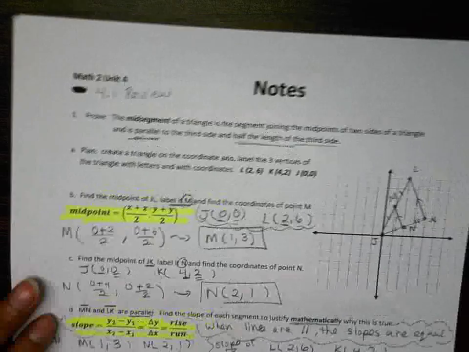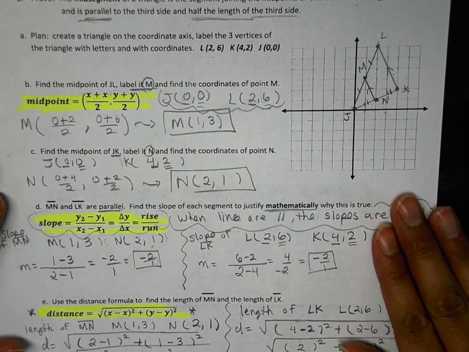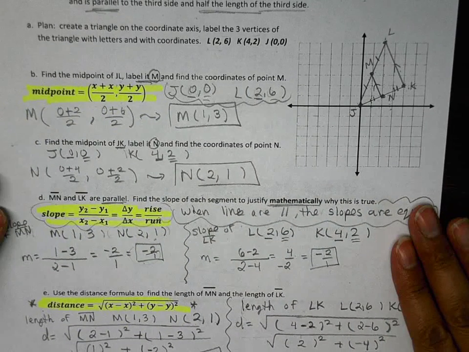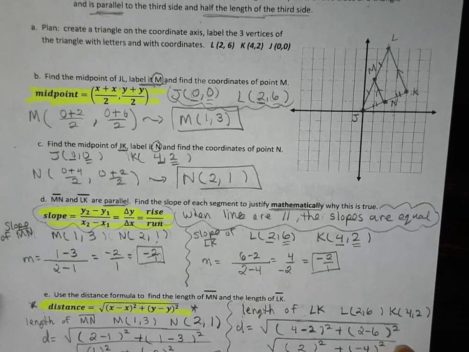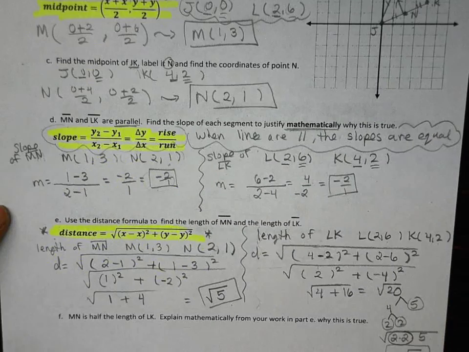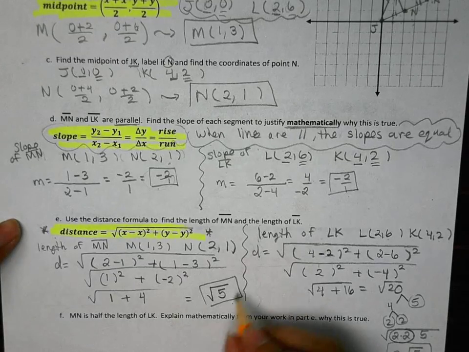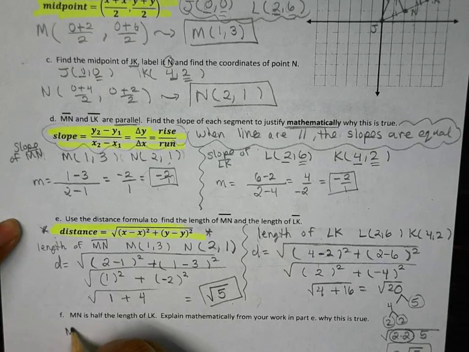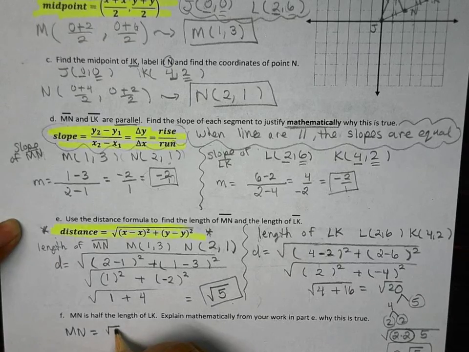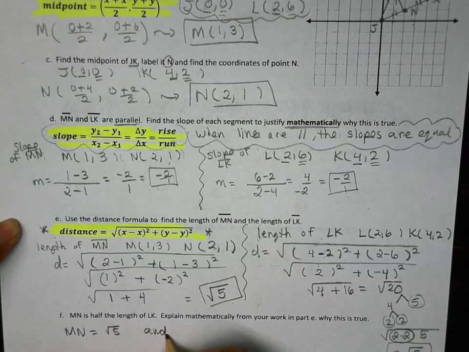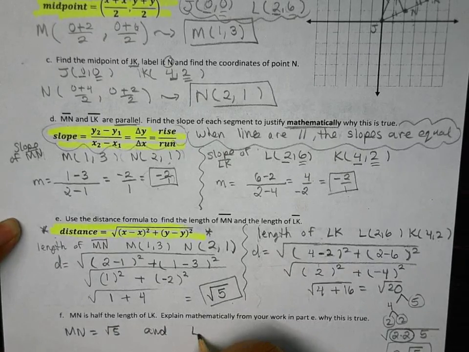I am done with this front page. Any questions? Wait, so on F? Uh-huh. Oh, you would say MN equals root 5. And what was this? LK? LK equals 2 root 5.